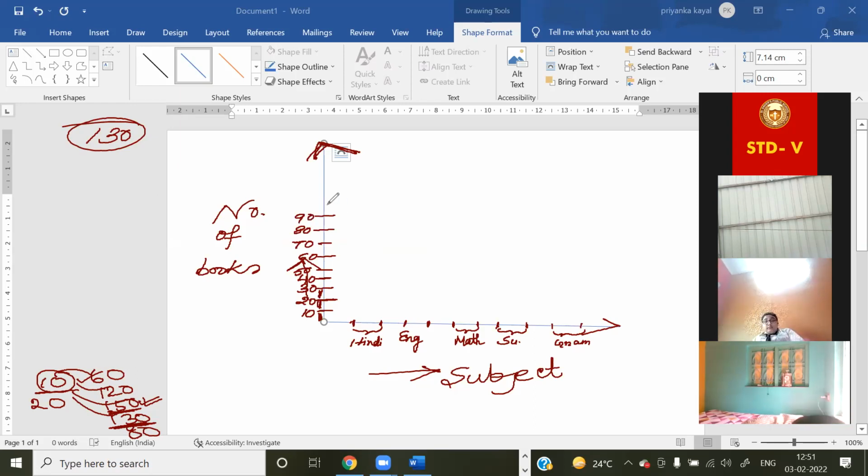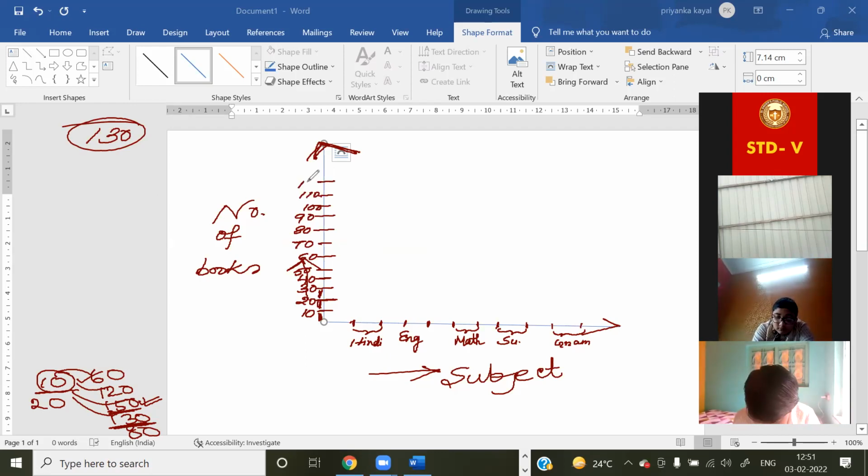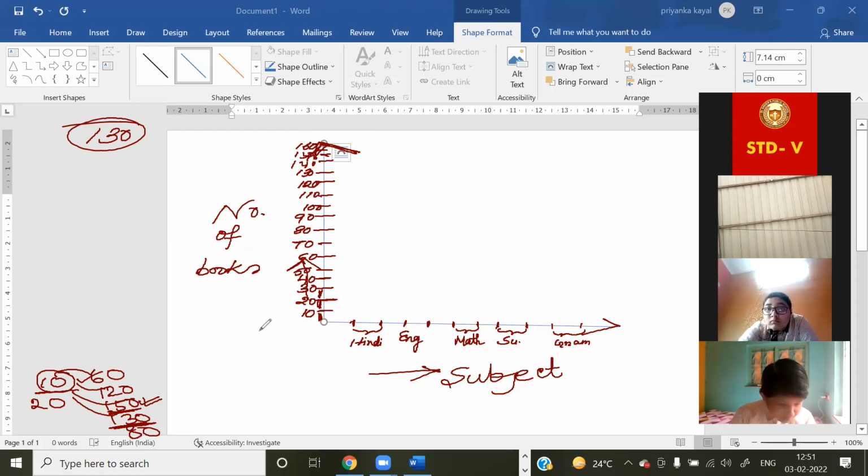90, 100, now 110, 120, 130, 140, now 150 we have to write. Just take one place more than 150, up to 160. One extra mark there. Okay, done. Now look. You can start if you have understood up to this.